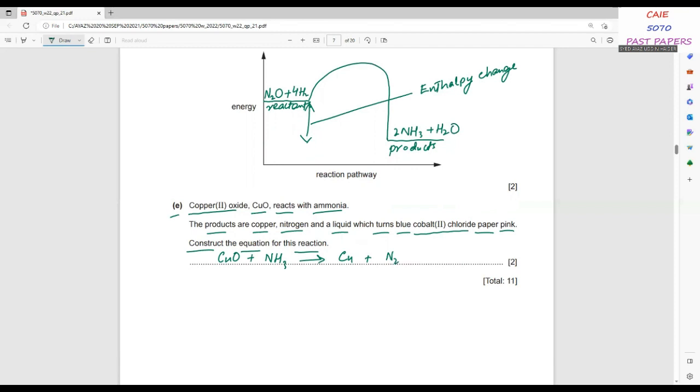And they are saying a liquid which turns blue cobalt 2 chloride paper pink. It's water. This is the test for water using anhydrous cobalt 2 chloride, H2O. Now let's balance the equation.